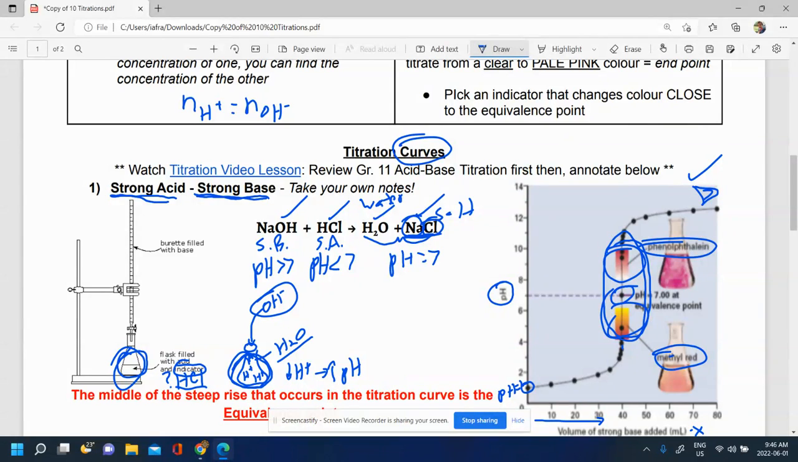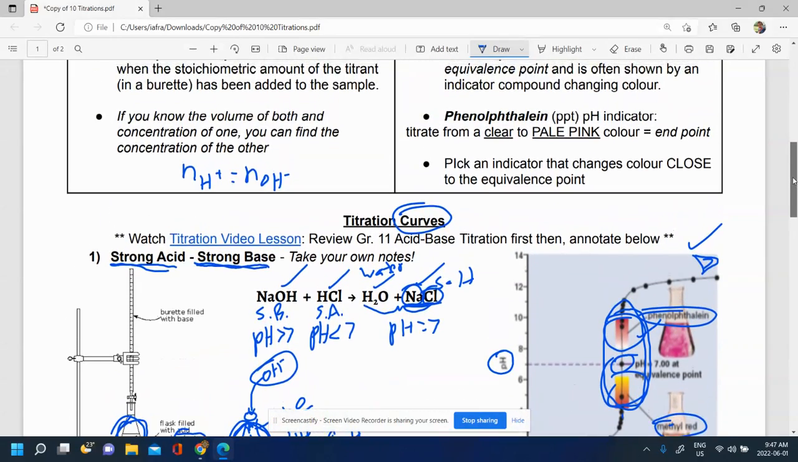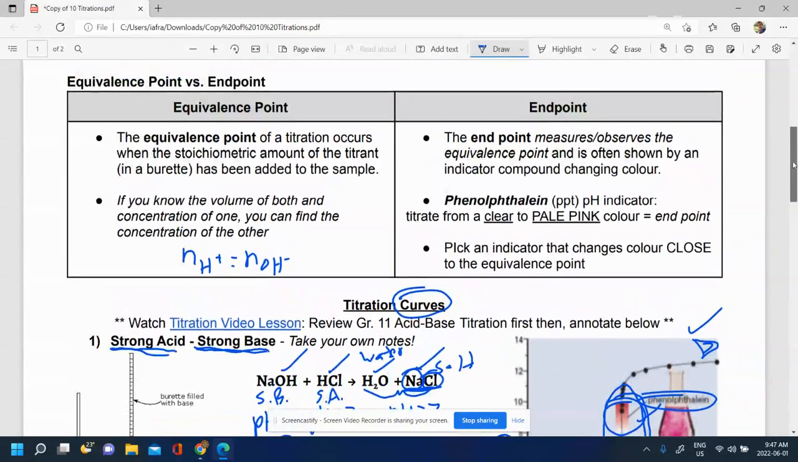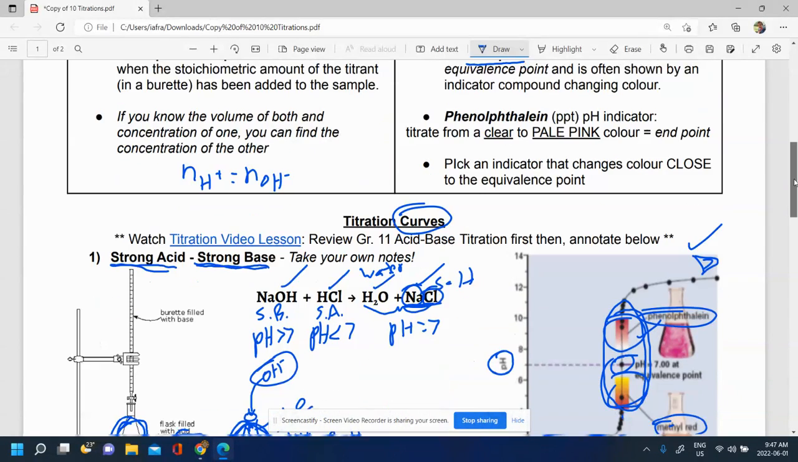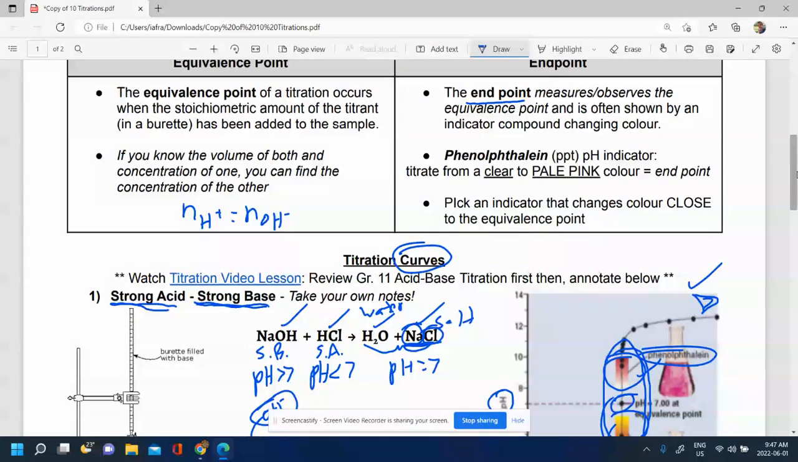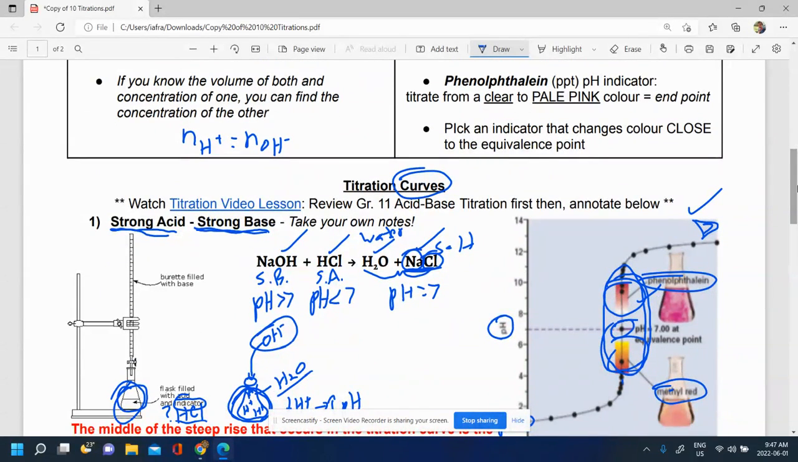And you want to make sure the color change is essentially as close as possible to that equivalence point. It might not be exactly on the equivalence point, but if it's within the steep portion, this vertical portion that I'm describing here, then you're close enough to the equivalence point. So the point where your indicator changes color, that's called the end point. It tells you when to stop your titration. It tells you that, hey, you're pretty close to your equivalence point. If you continue, you're just going to go above it, and now you're going to overshoot.